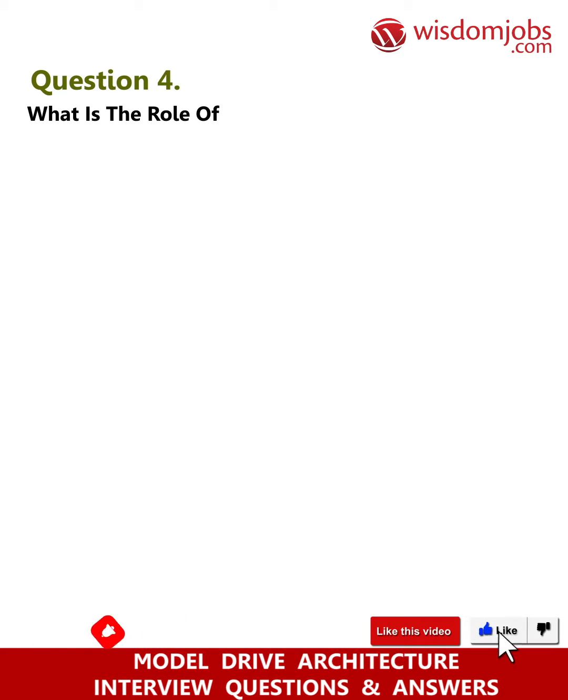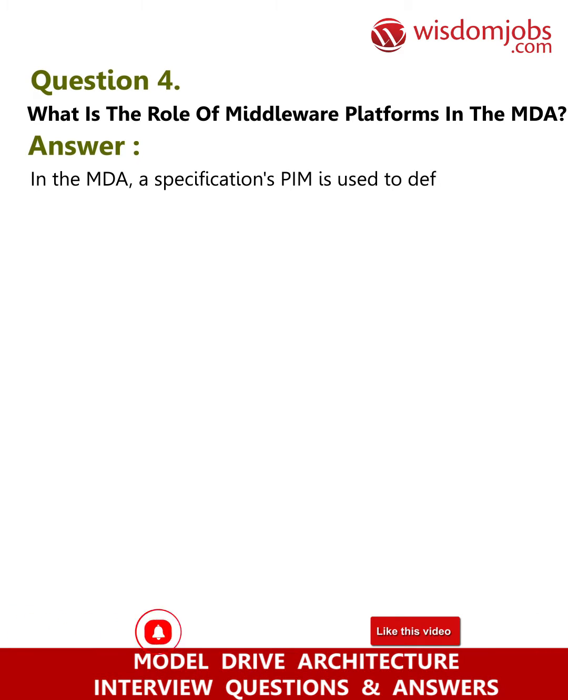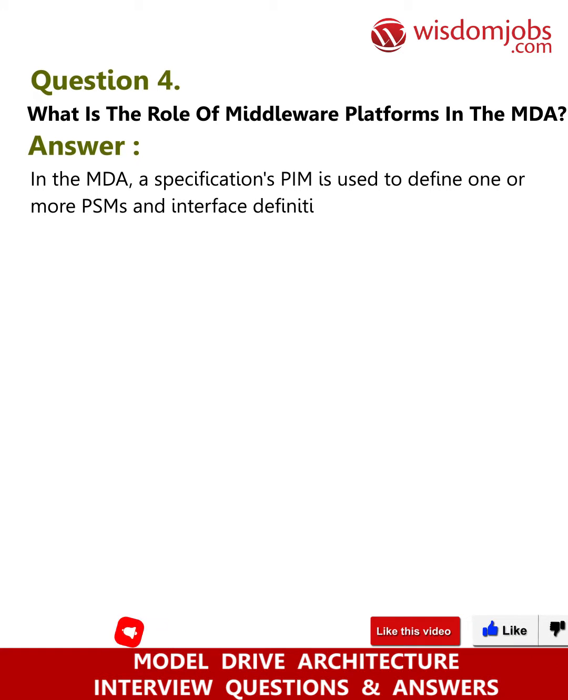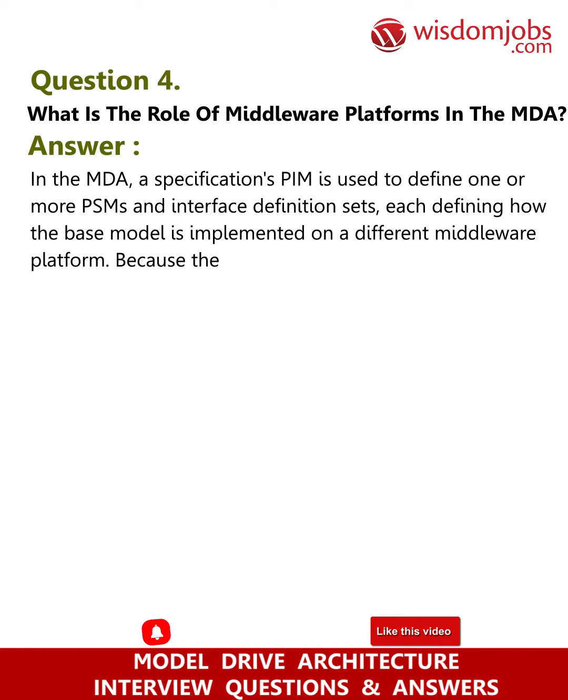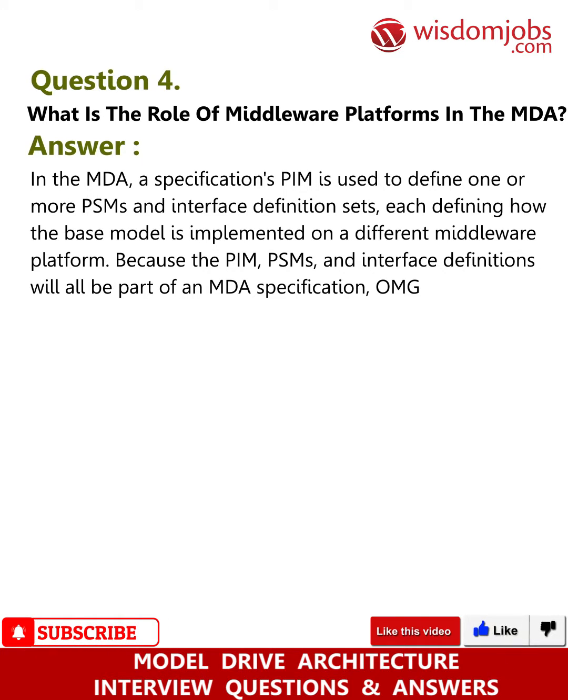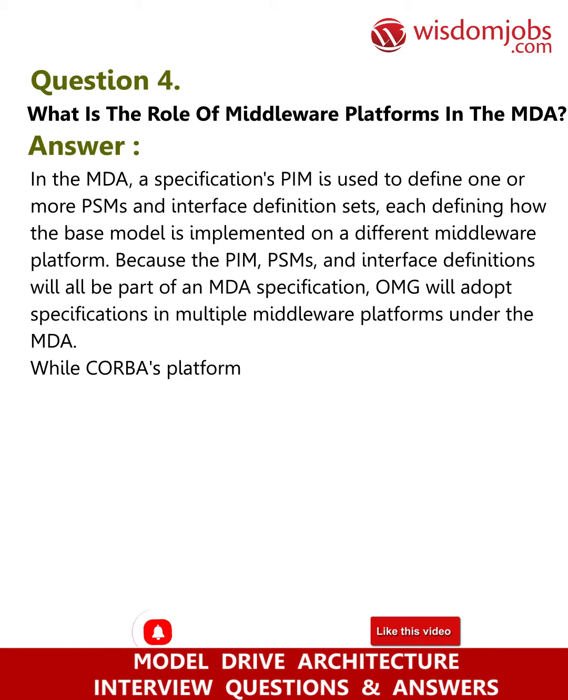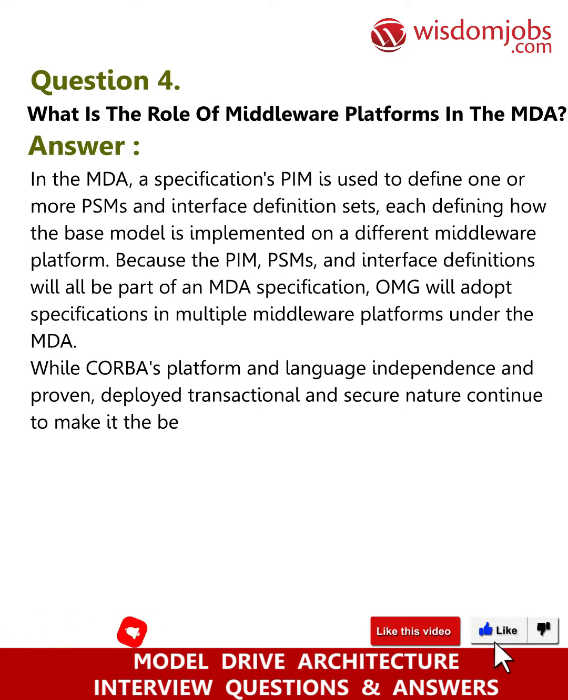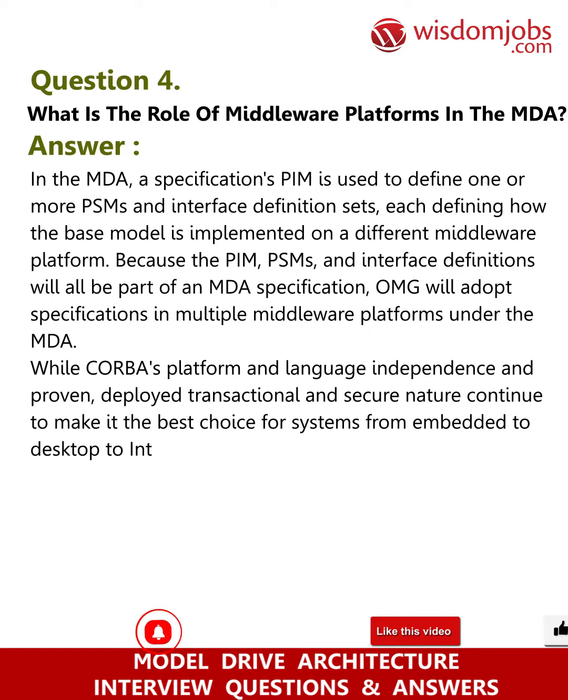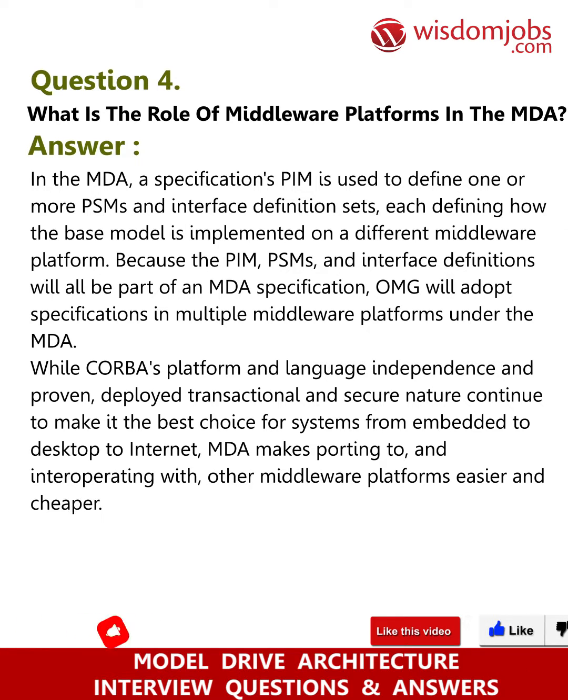Question 4. What is the role of middleware platforms in the MDA? Answer. In the MDA, a specification's PIM is used to define one or more PSMs and interface definition sets, each defining how the base model is implemented on a different middleware platform. Because the PIM, PSMs, and interface definitions will all be part of an MDA specification, OMG will adopt specifications in multiple middleware platforms under the MDA, while CORBA's platform and language independence and proven, deployed, transactional, and secure nature continue to make it the best choice for systems from embedded to desktop to Internet. MDA makes porting to and interoperating with other middleware platforms easier and cheaper.